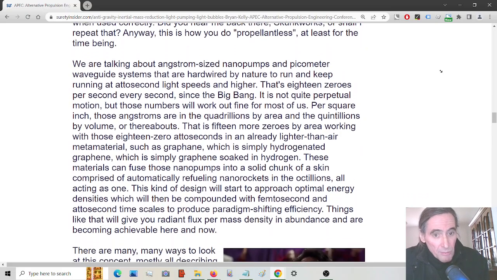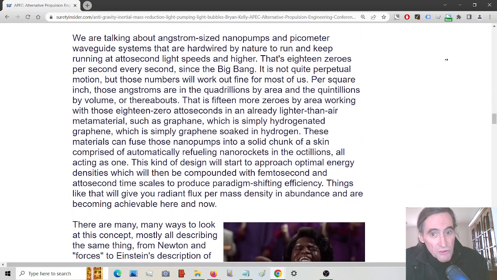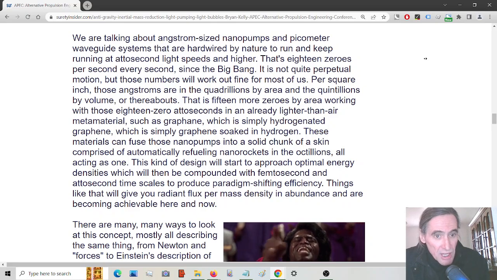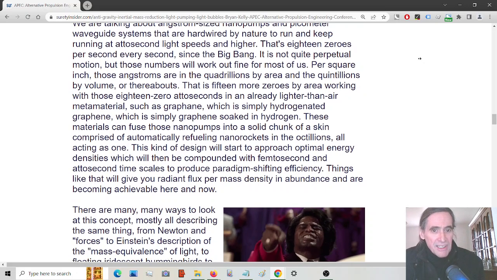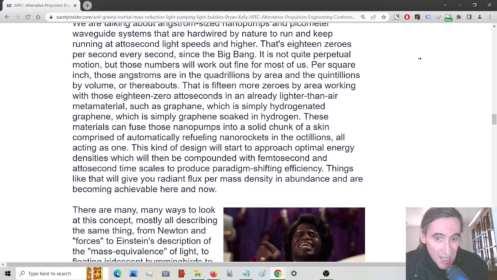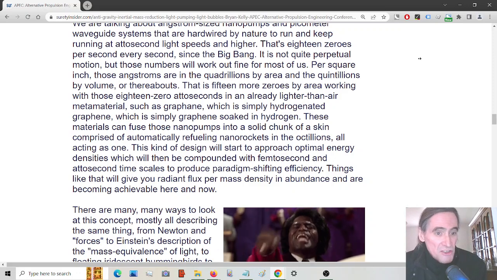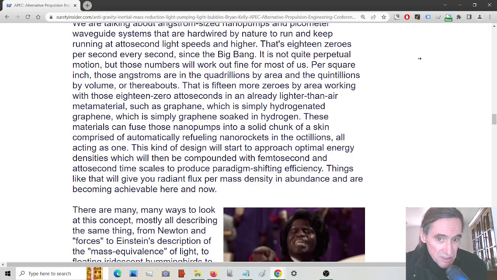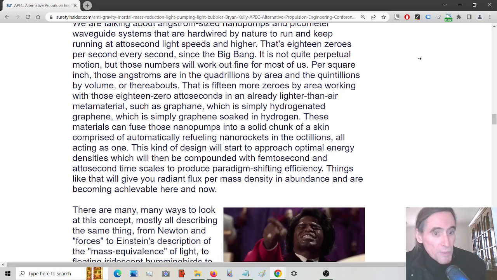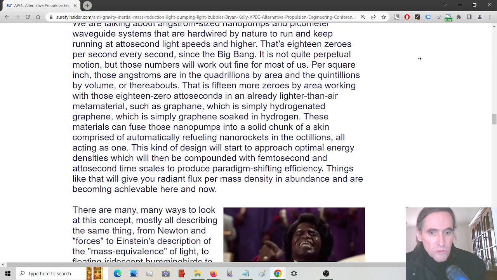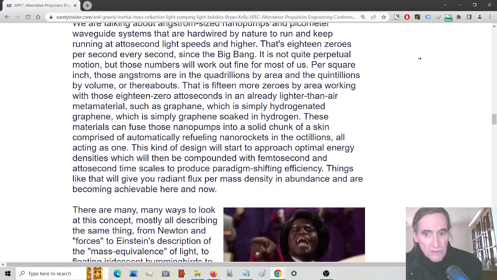We are talking about angstrom-sized nanopumps and picometer waveguide systems that are hardwired by nature to run and keep running at attosecond light speeds and higher. That's 18 zeros per second every second since the Big Bang. It's not quite perpetual motion, but those numbers will work out fine for most of us.